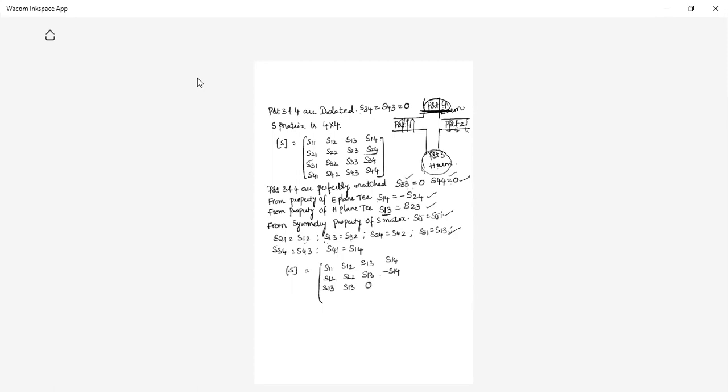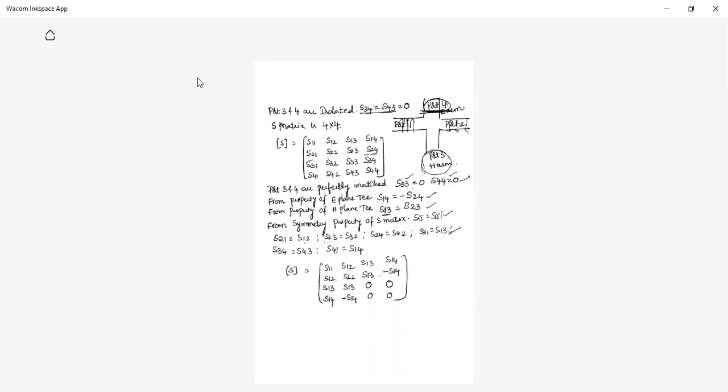S33 I am making 0. S34: since these are the isolated ports, S34, S43 is equal to 0. Next S41 is equal to S14. S42 can be written as minus S14, and 0 and 0. Did you understand how I wrote this one by using these conditions? Yes or no? Yes, ma'am.